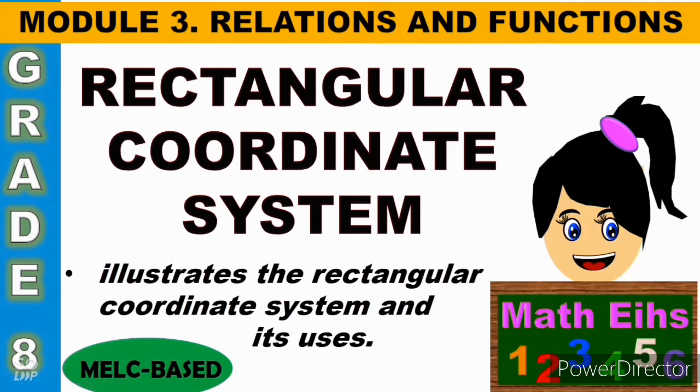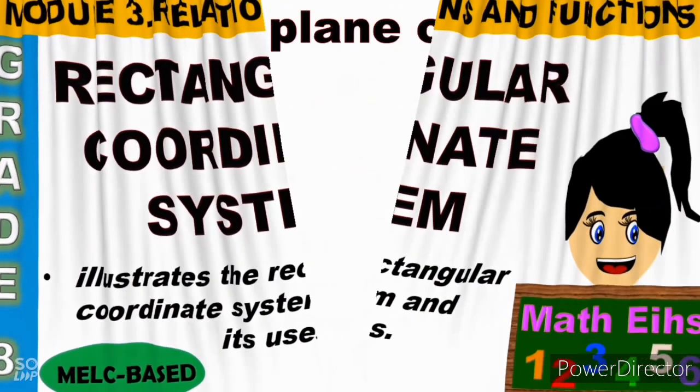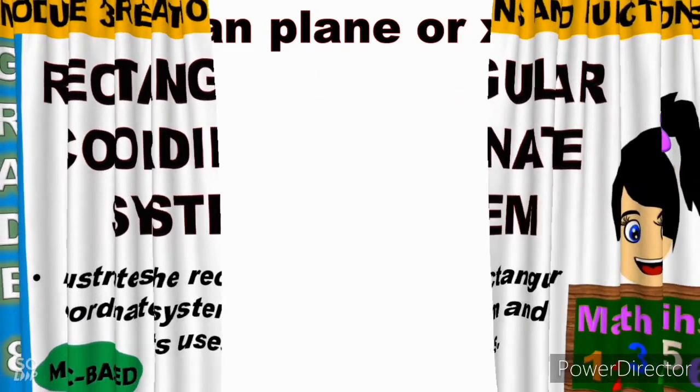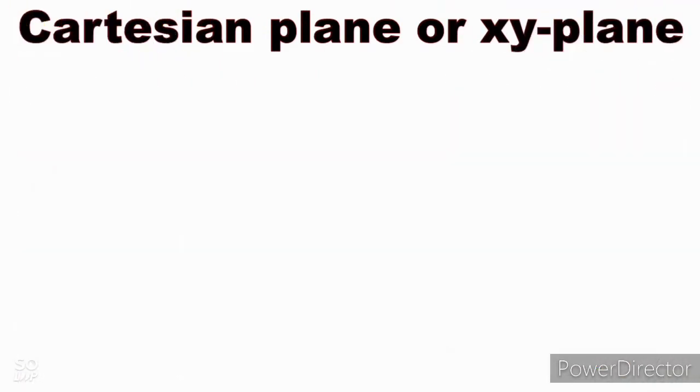Ano ba ang ordered pair? Ano ba ang abscissa? Ano ang ordinate? And then, i-discuss ko rin po sa inyo yung 4 quadrants. Okay? Which is, we have the first quadrant, second, third, and fourth quadrant. And ituturo ko rin po sa inyo kung paano mag-plot ng points.